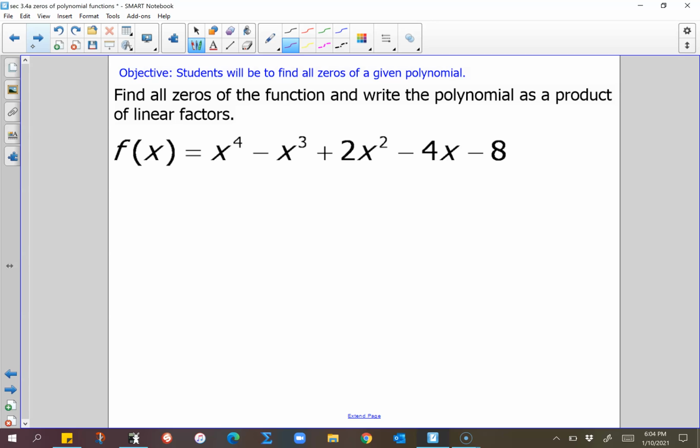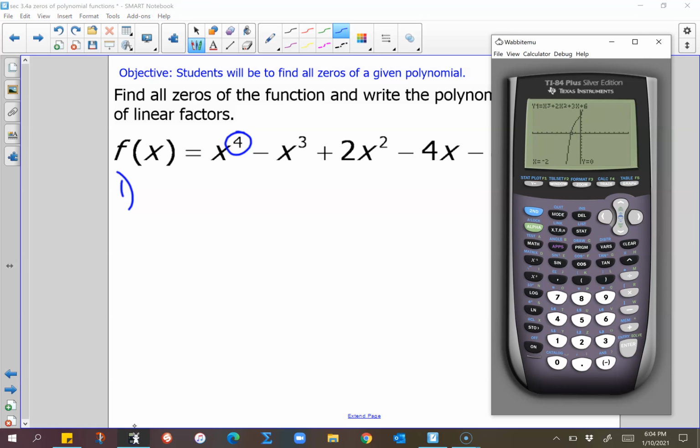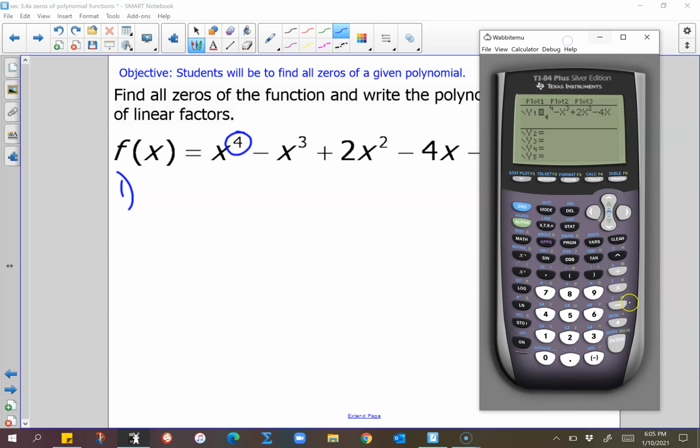So your first step here then is to type in your calculator. So let's go ahead and graph it. I'm looking for 4 zeros possibly, in the end at least. So x to the 4th minus x to the 3rd plus 2x squared minus 4x minus 8.